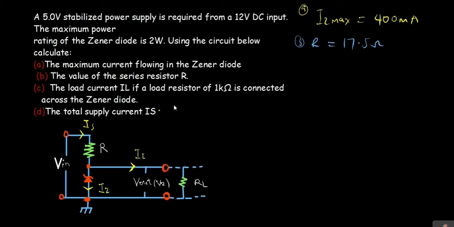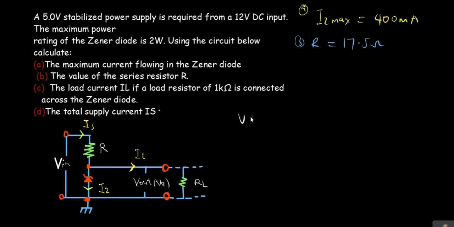Okay, so let's look at the third part of the question. It says you should find the load current IL if a load resistor of 1 kilo ohm is connected across the Zener diode. So in this case, the load resistor is connected here. So let's find the load current that will be in it.